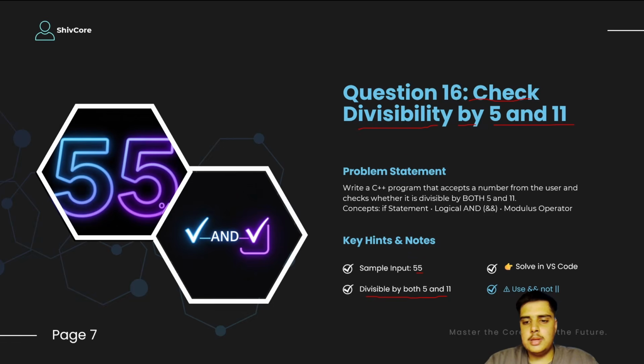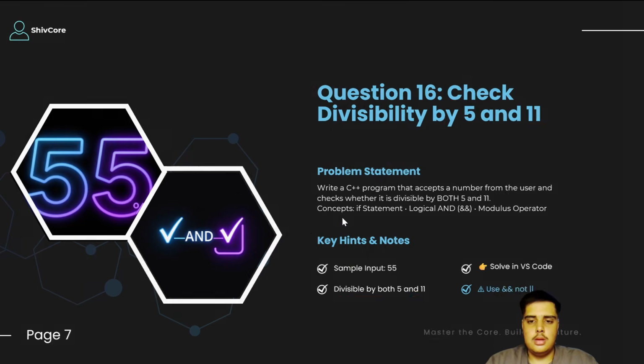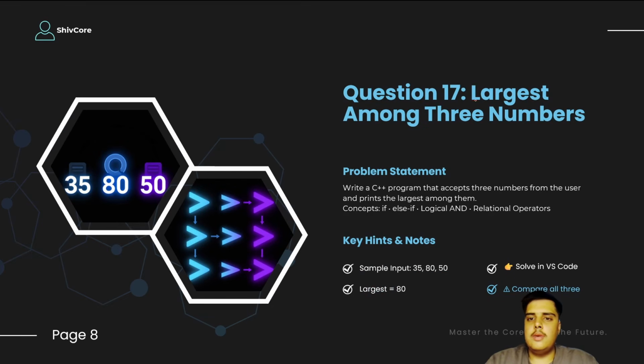Moving back to our presentation, the next question is to find the largest among three numbers. The problem statement is to write a C++ program that accepts three numbers from the user and prints the largest among them. Concepts used are if, else if, logical and relational operators. Sample inputs like 35, 80, 50, and the largest is given as 80 here.